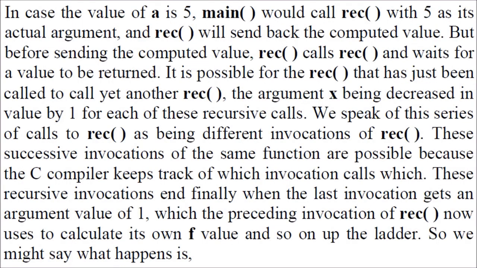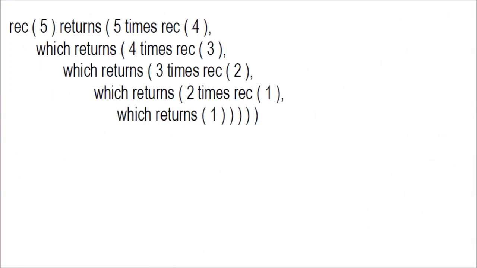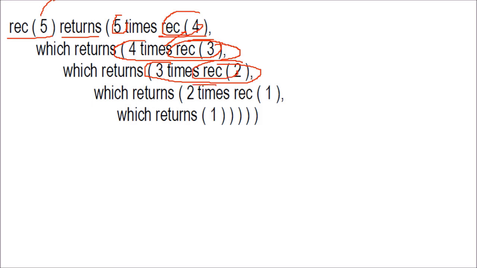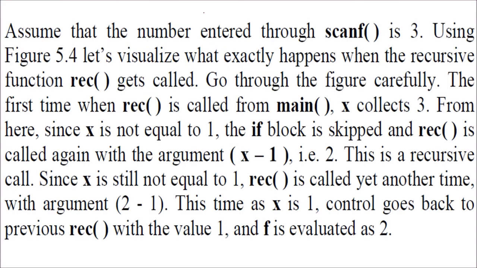I'll show you this with a diagram. If we want to find the recursion of, say, 5 is the value we give here, this will return 5 into recursion of 4, that is 5 minus 1. Then recursion of 4 will give you 4 into recursion 3. Now recursion 3 will give you 3 into recursion 2. Now recursion 2 will give you this one, and the final recursion 1 will give you the terminating condition, that is 1.